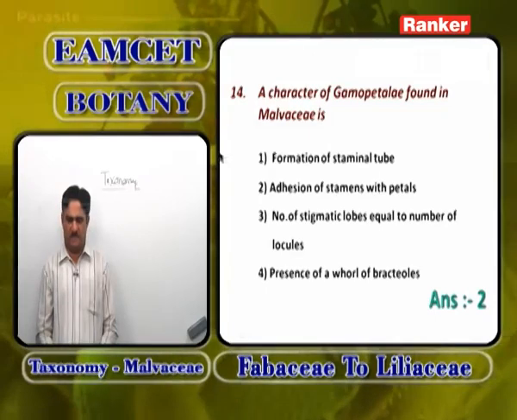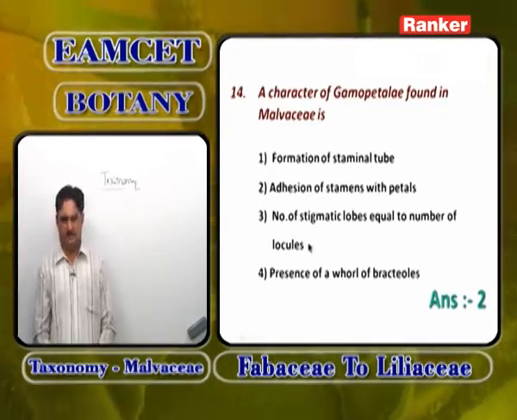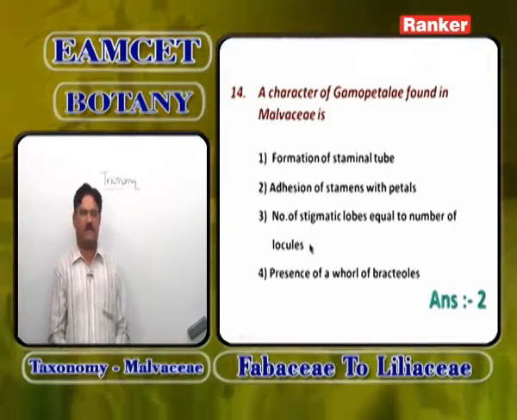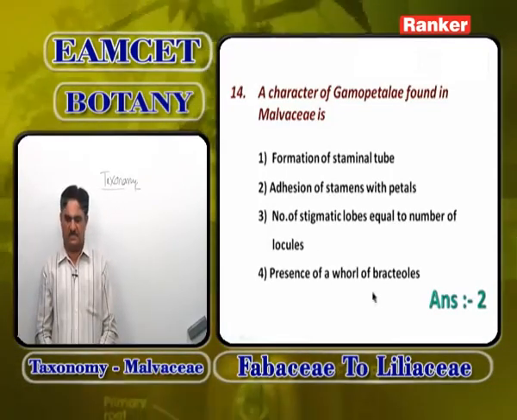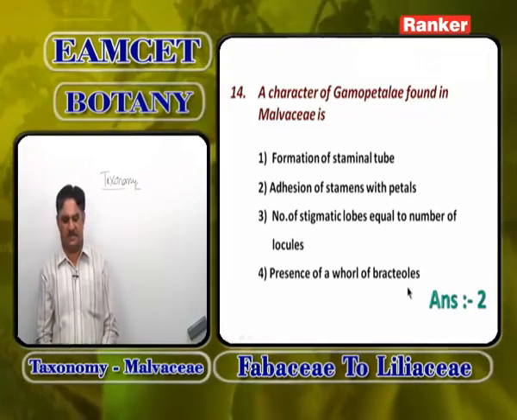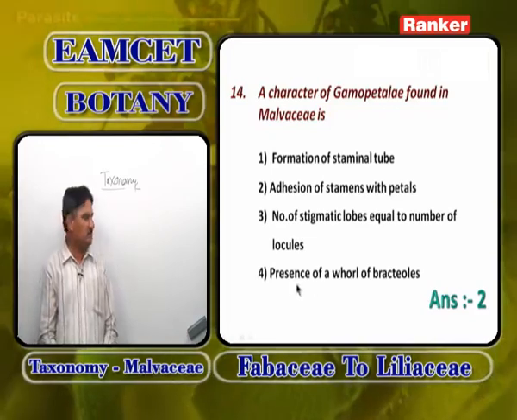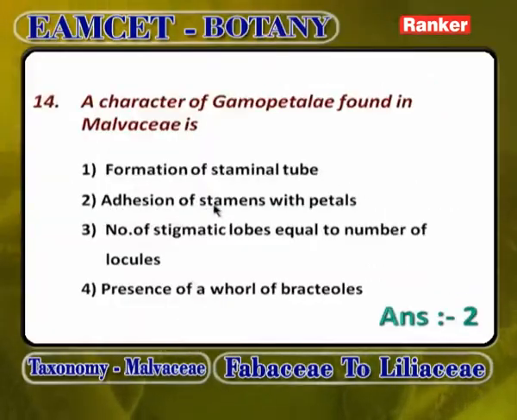Then number of stigmatic lobes equal to the number of locules is absolutely not a gamma petalous character. So Malvaceae cannot be kept in gamma petalae because of that. Then presence of whorl of bracteoles is not a character of gamma petalae, because this is found only in Malvaceae. Just now we called it epicalyx. So the answer is adhesion of stamens with petals, which is nothing but epipetalous stamens.